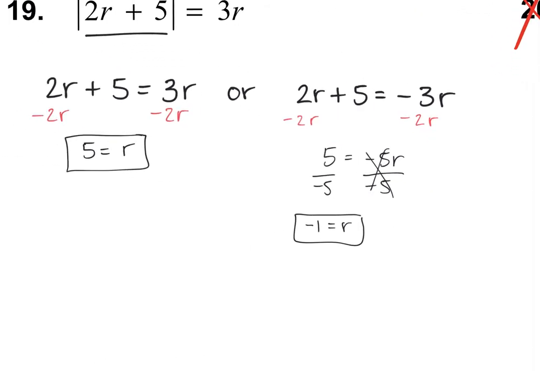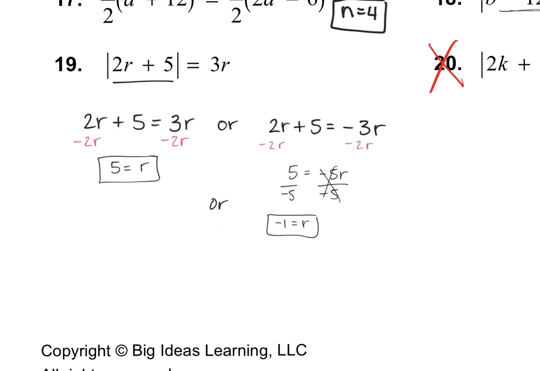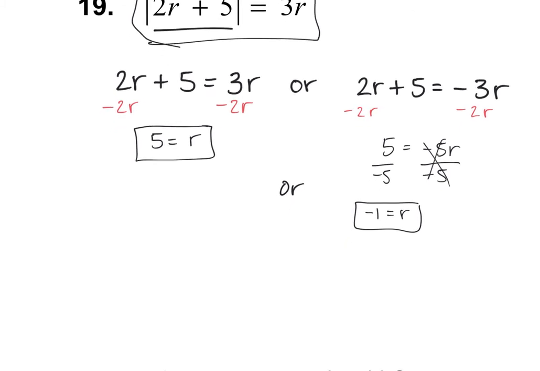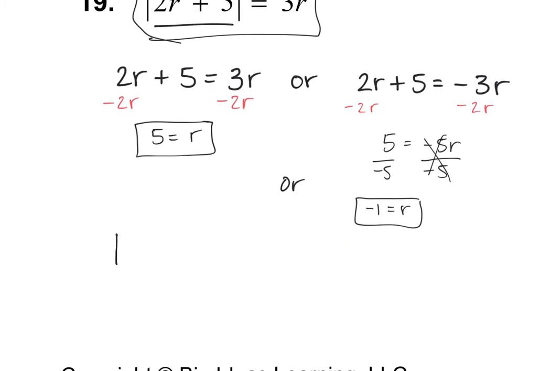So we have two solutions. We have r equals 5 and also r equals negative 1. Always check for these kinds of problems, for these absolute values. So we've got 2 times 5 plus 5.